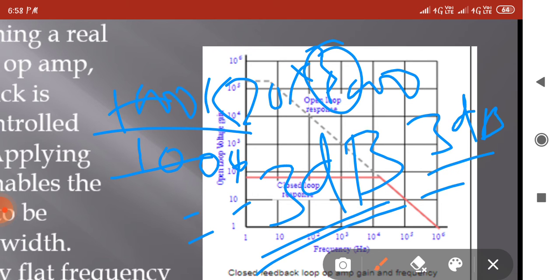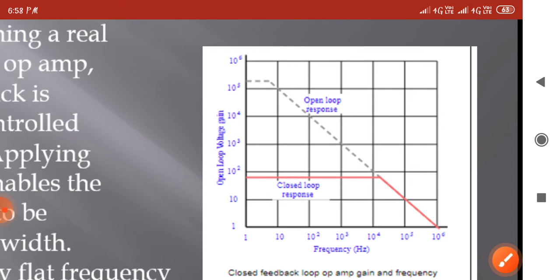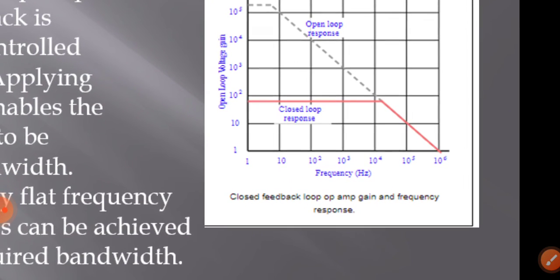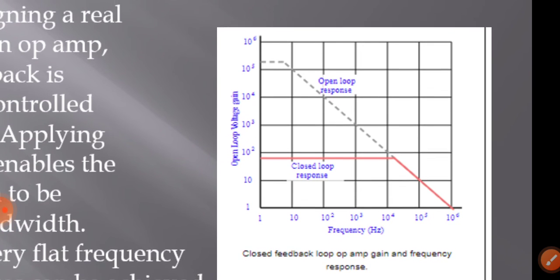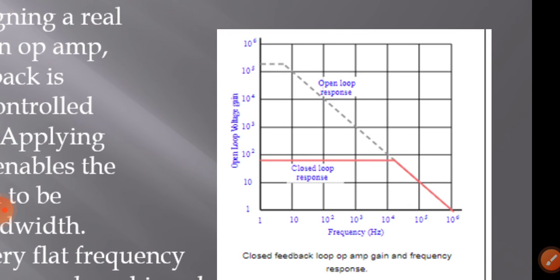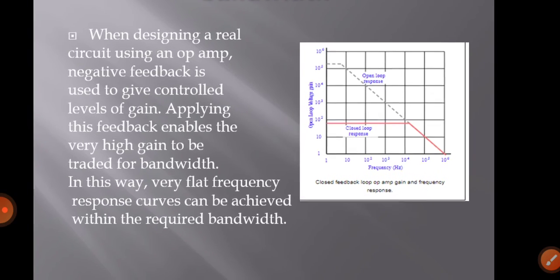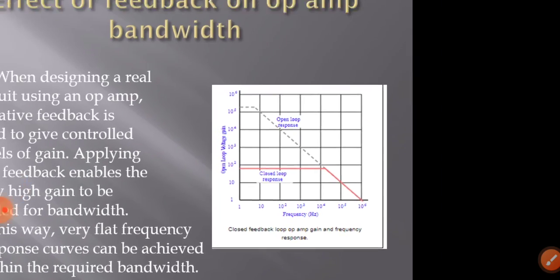Here the 3 we got, that frequency. Otherwise, how many dBs depends on the RF and R1. It is the closed loop curve, and this is an open loop curve. This is the frequency response. It is the closed loop op-amp gain and the frequency response. This is the closed loop. It is coming down like that. Open loop is like that. I have to see, okay, within the required bandwidth.